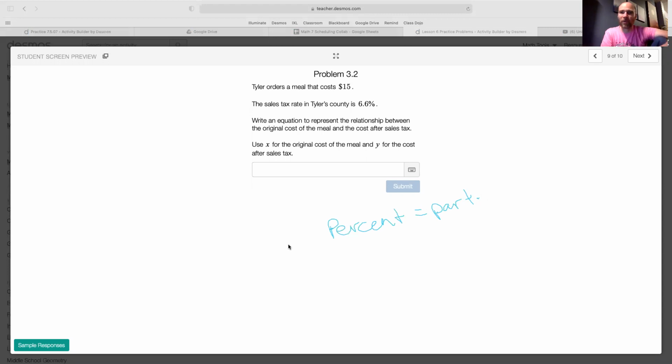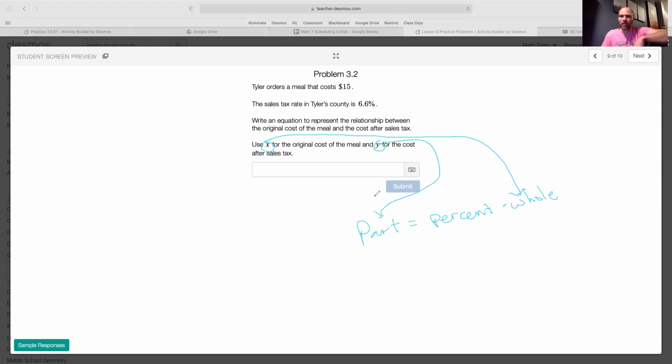Oops, maybe I need to refresh because I wrote it wrong. Do over. Part equals percent times whole. This is the relationship here. Relationship, equation, same thing. Well, they want us to use X to stand for the original cost. Original, whole, that's the same thing, right? So we're just going to put an X where I usually write the word whole. And Y for the cost after sales tax.